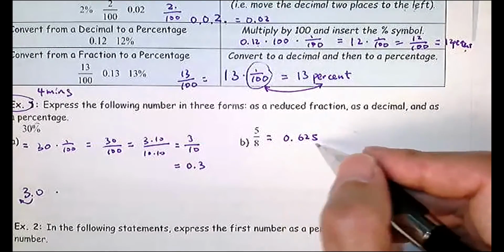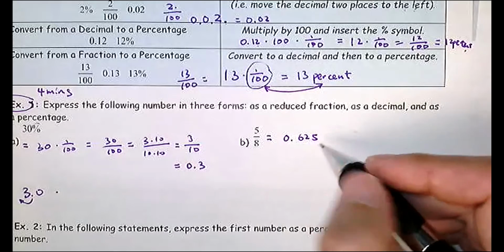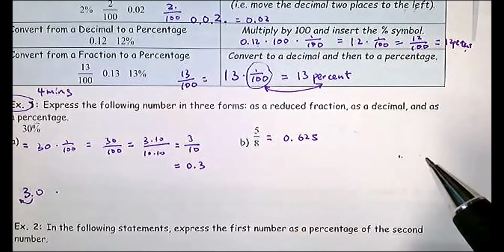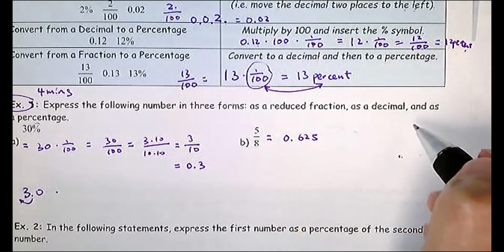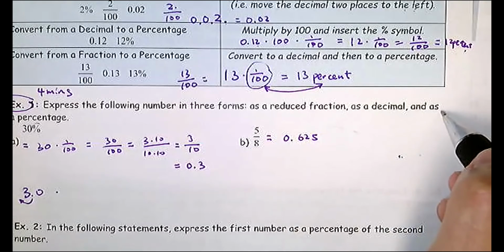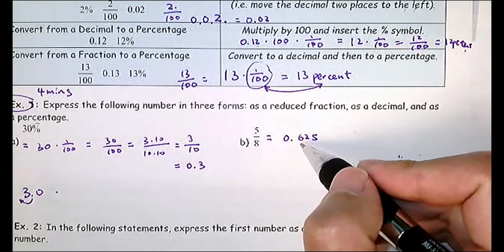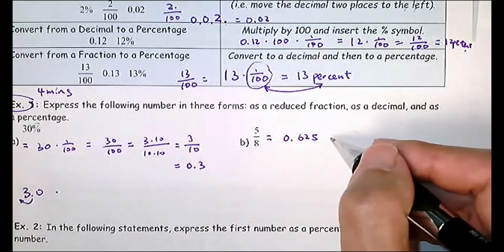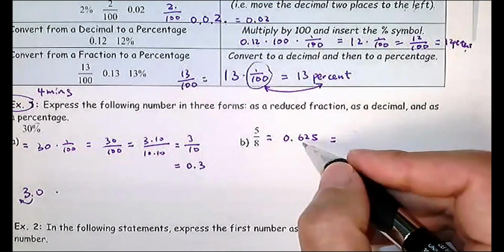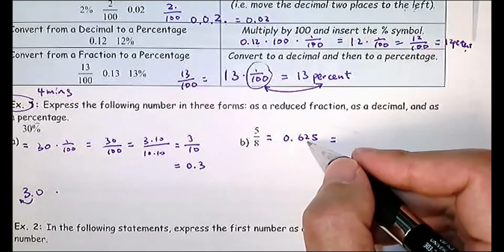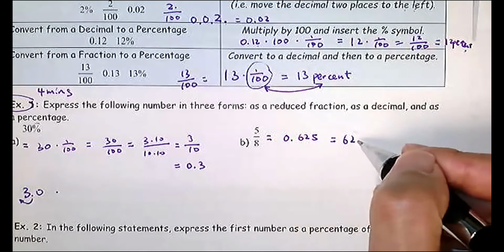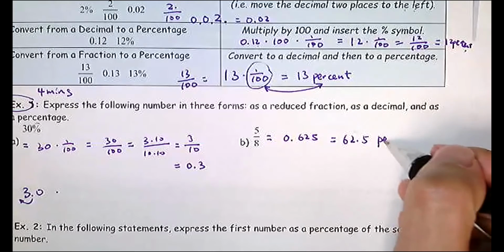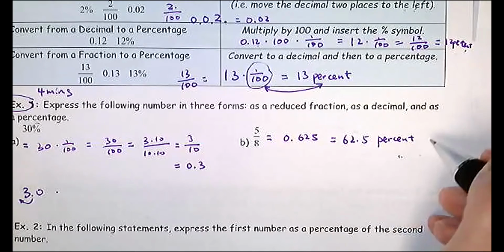Here it becomes a little bit tricky. Notice the decimal point is here. We want to make it a percentage, so we want to move 2 units to this side. Okay, 2 units to this side. So you have 62.5, and write percent here.